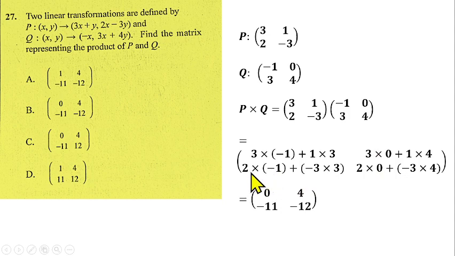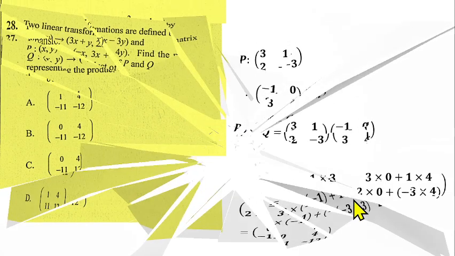2 times minus 1 is minus 2. 3 minus 3 times 3 will give us minus 9. Minus 9 minus 2 give us minus 11. 2 times 0 is 0. Minus 3 times 4 is minus 12. Plus 0, that gives minus 12. So which is the value of P multiplied by Q. And I think option B is the correct option for question number 27.